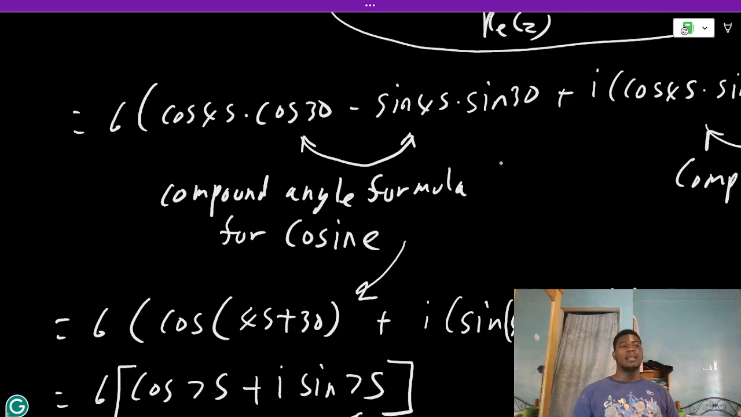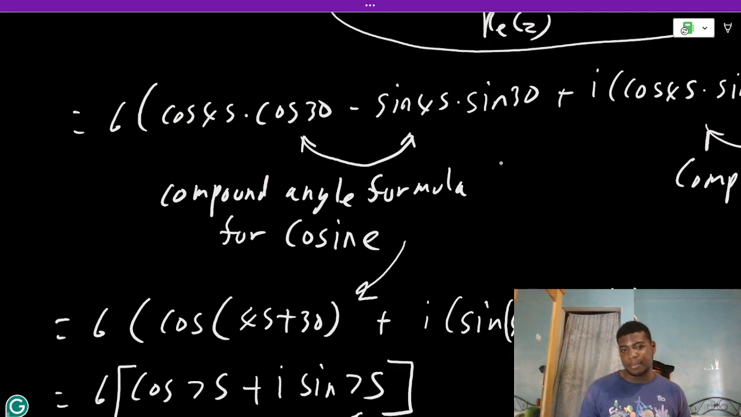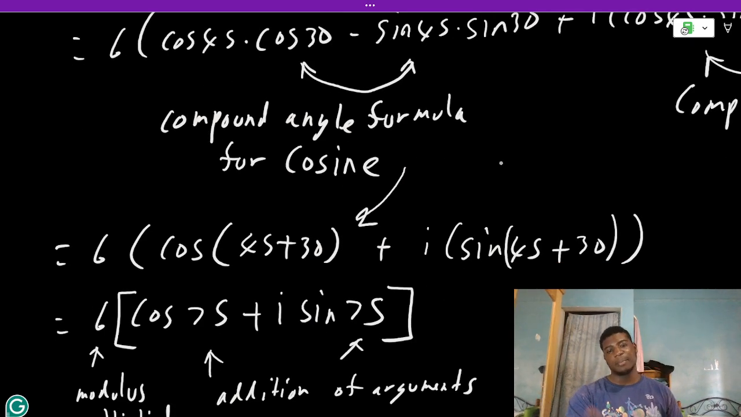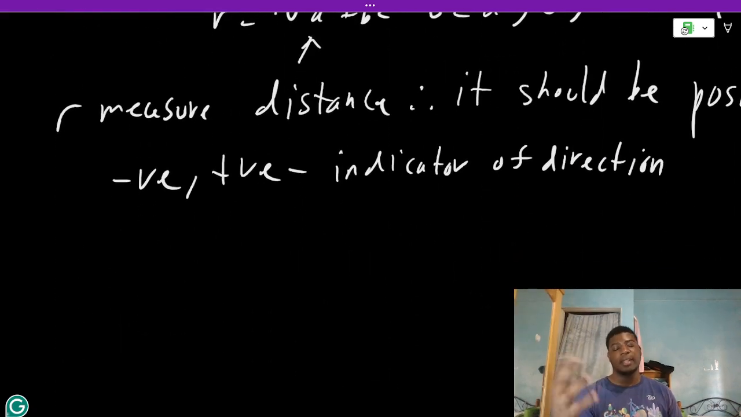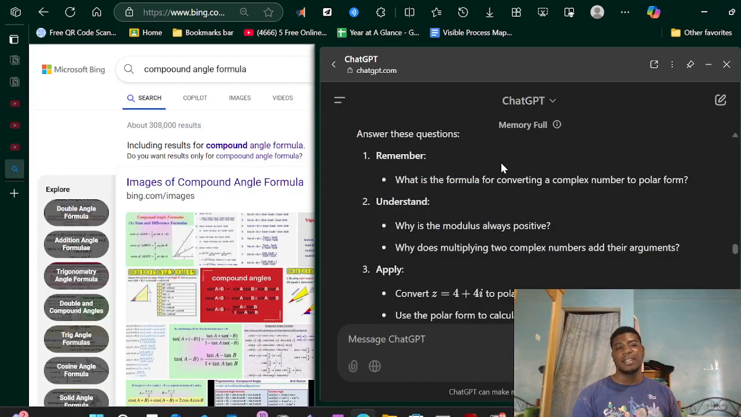That's why you could say that multiplying two complex numbers is really just adding the arguments of them and multiplying the modulus of them. It just so happens to be that way, essentially. I don't know any other way to explain that.